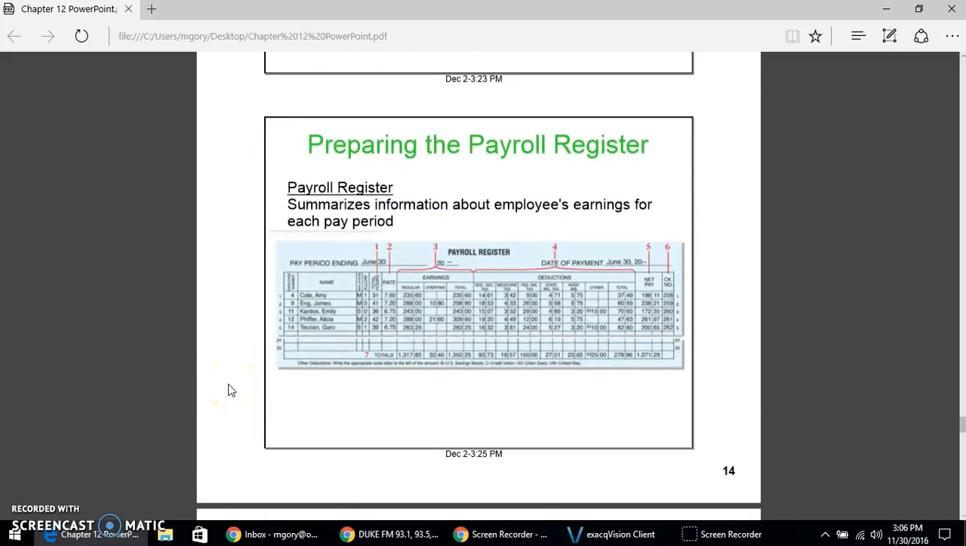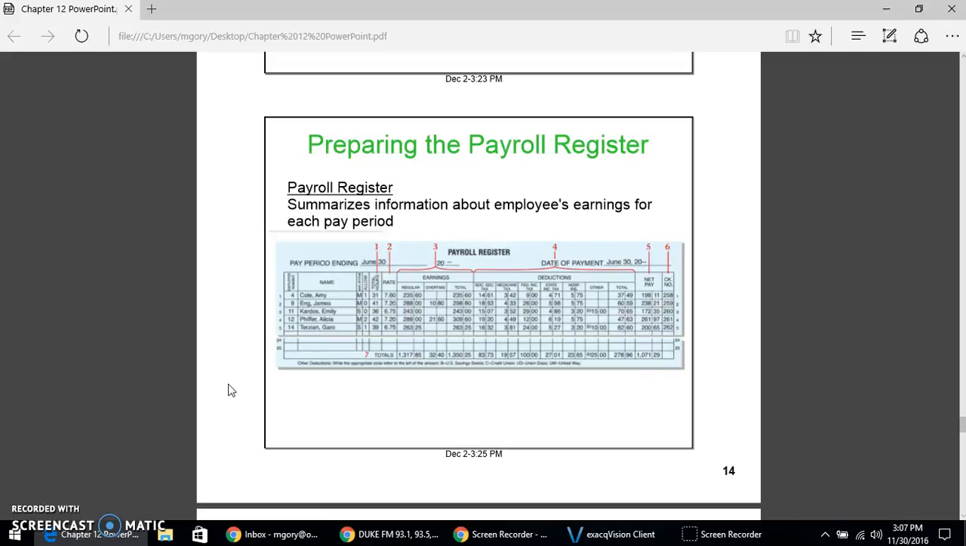All right, Section 3 is preparing the payroll register. The payroll register is a document, computer program, or spreadsheet utilized by the payroll department. It summarizes information about employees' earnings for each pay period. It's very important to point out the different items here in the payroll register.